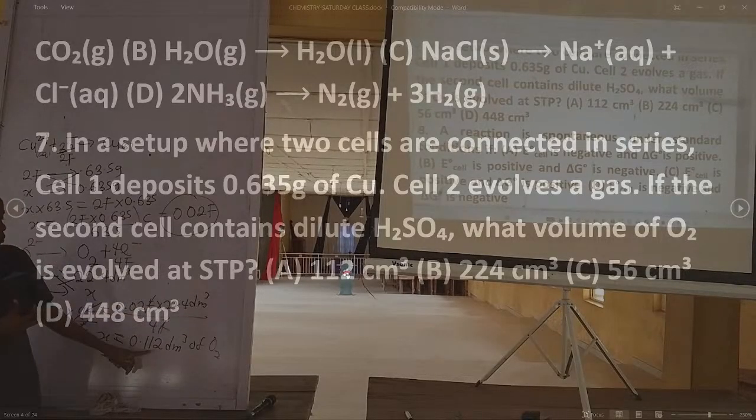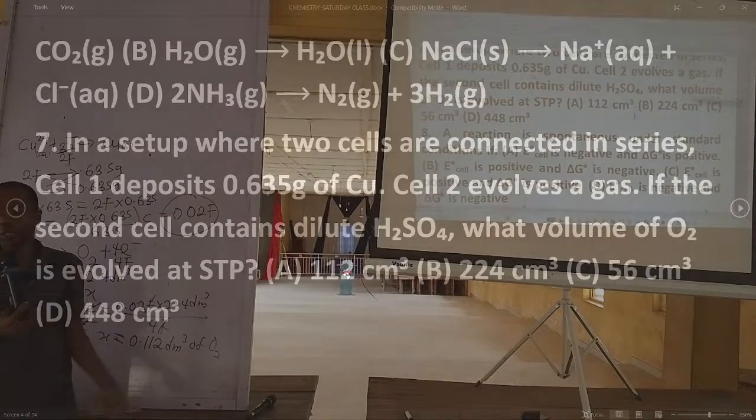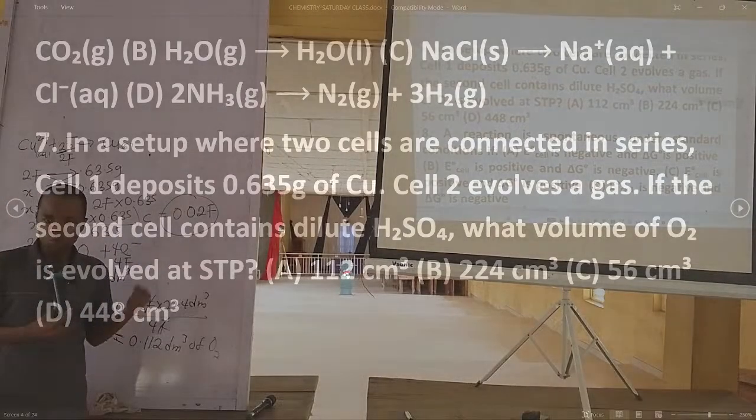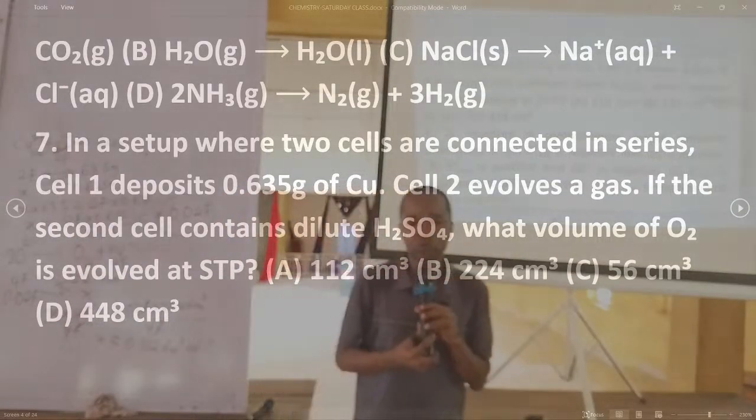By the time we are done multiplying the 0.112 by 1000, what are we left with? Option A, that is going to be 112 cm³. So that is how to tackle this.